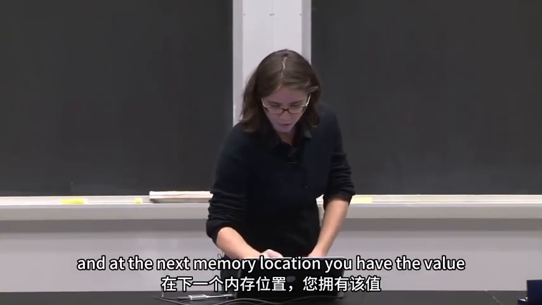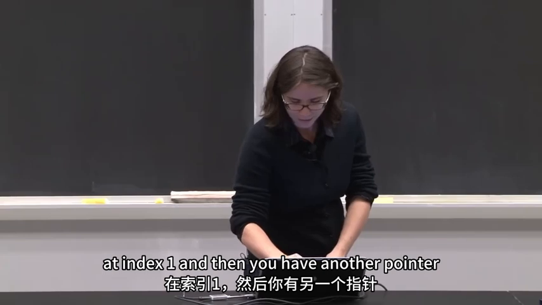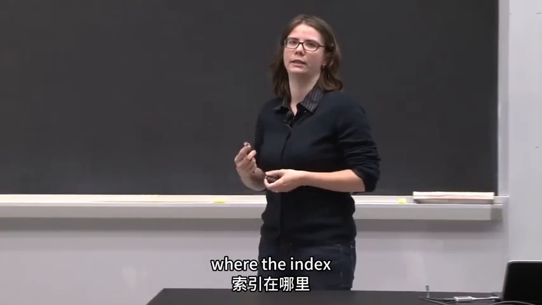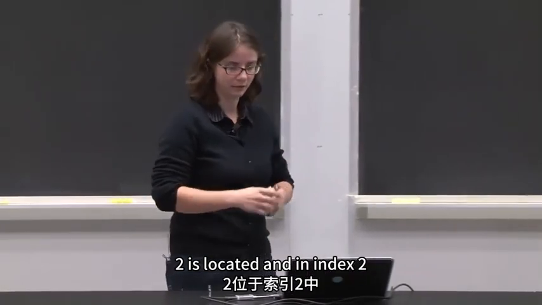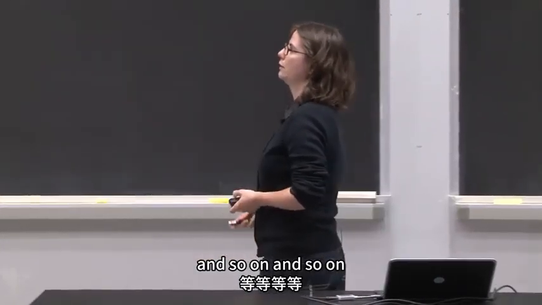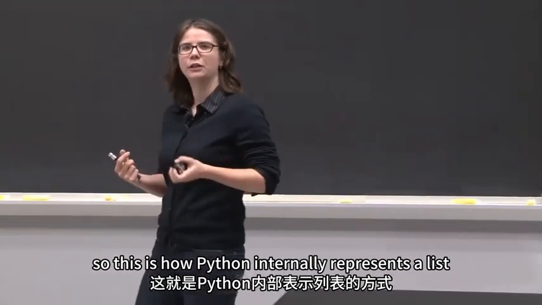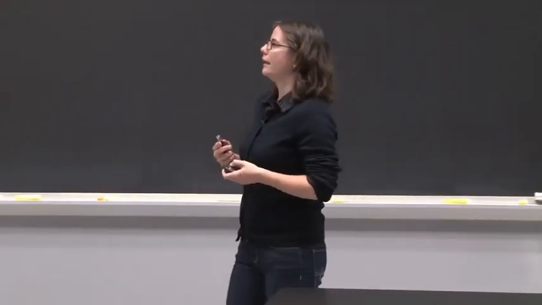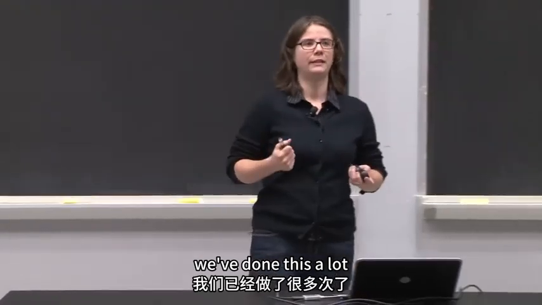And at the next memory location, you have the value at index 1, and then you have another pointer that takes you to the location in memory where the index 2 is located. And at index 2, you have the value, and then the next pointer, and so on and so on. So this is how Python internally represents a list. Okay? How you manipulate lists, we've done this a lot, right?